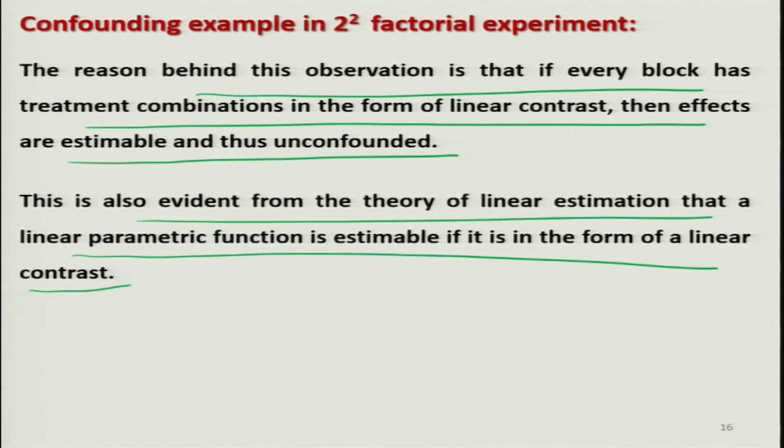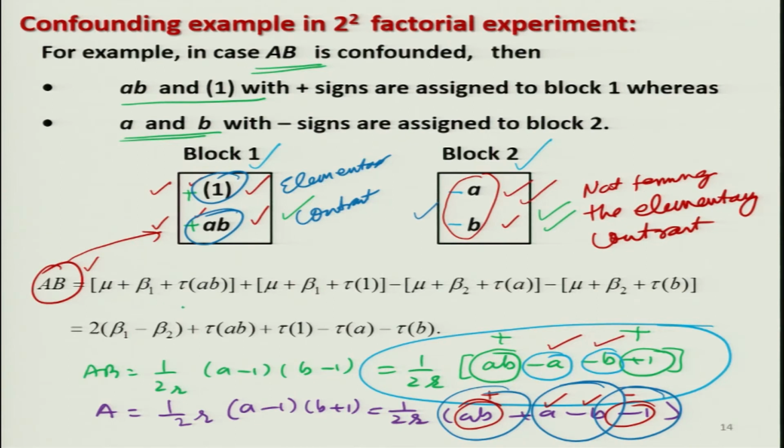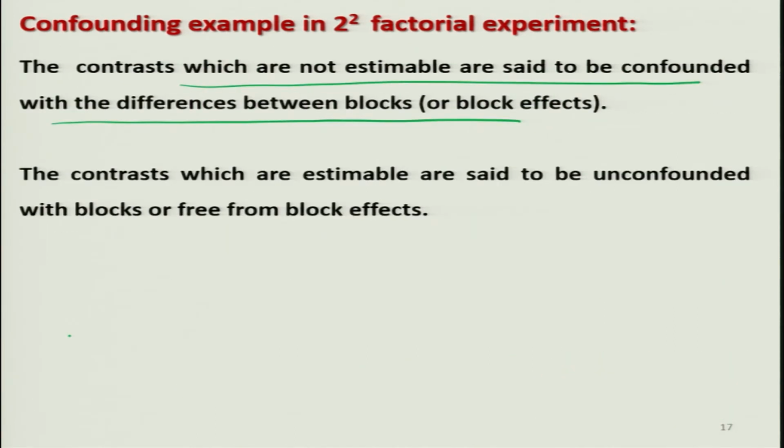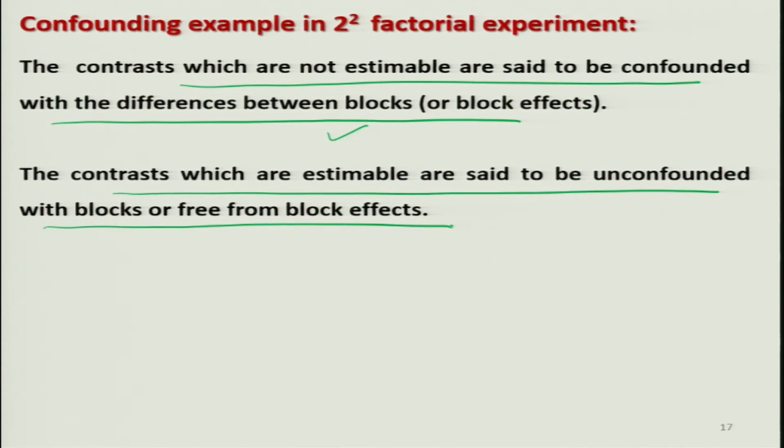In this case, when you write down AB, you have this factor as beta 1 minus beta 2, and the same thing in A also, this is beta 1 minus beta 2. So, there is a difference between the blocks, or the block effects. The effect which is not estimable is confounded, but the correct statement is confounded with the difference between the block effects. Usually people use only one word, that the effect is confounded, but you have to be clear about the meaning of this statement. And those contrasts which are estimable are said to be unconfounded with blocks, or free from the block effect, as we have now seen.